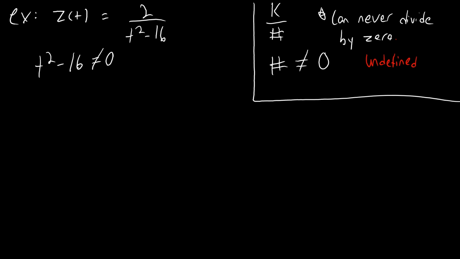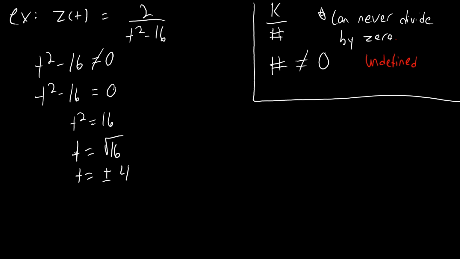So, t squared minus 16 equal to 0. We'll add 16 to both sides. Take the square root, both sides. And we have t equals plus or minus 4. Okay, so our domain becomes x cannot equal, and let me add that plus or minus. Okay, there's our domain, and we'll put our range down here.